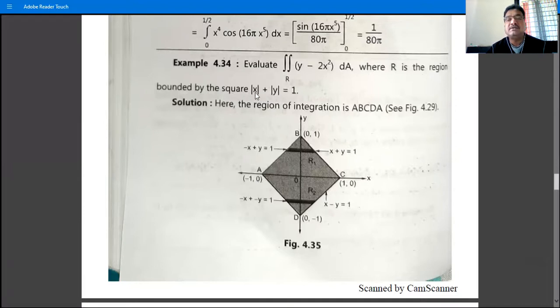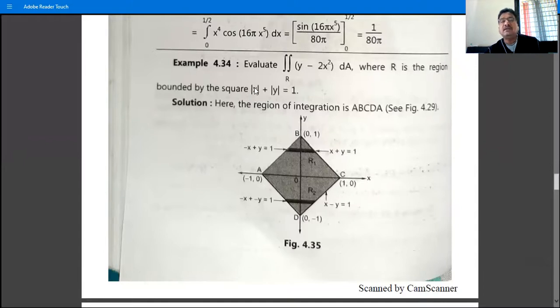So if we take both signs plus, then x plus y is equal to 1. This is the line x plus y is equal to 1 passing through the points 1, 0 and 0, 1. So you can find two points on the line. If we substitute x is 0, then y is 1, so 0, 1 is one point. And if we substitute y is 0, then x is 1, so 1, 0 is the other.